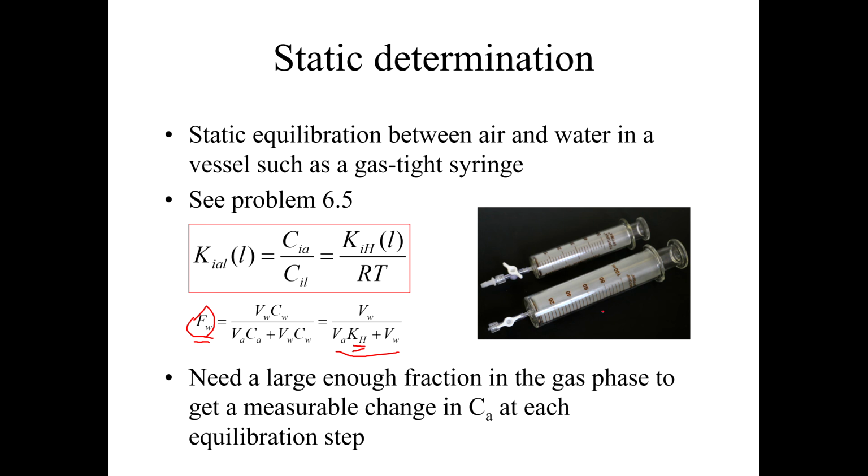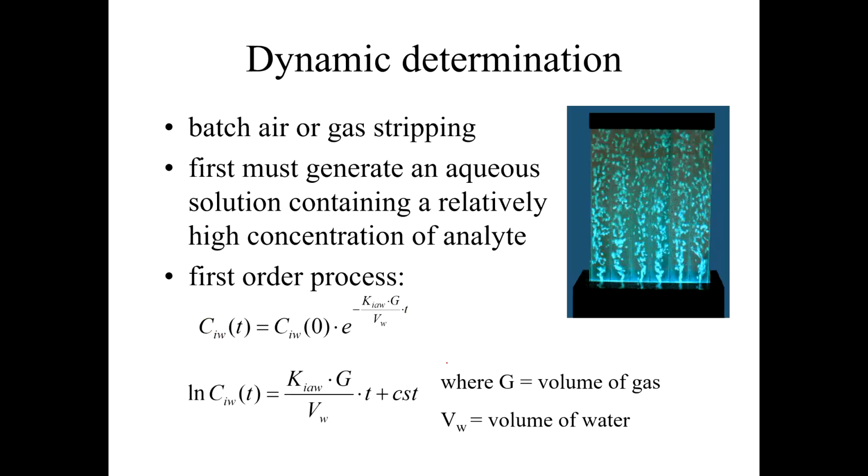of this syringe technique. So what you really need is a system where you can have a lot more air compared to the amount of water. That's where you get this dynamic system, where you spike your chemical into the water and then bubble air through it, and the air strips the chemical out. Then you can apply some equations to back-calculate how much of your chemical is disappearing over time, and you know the flow rate of the gas, so you can back out the Henry's law constant.